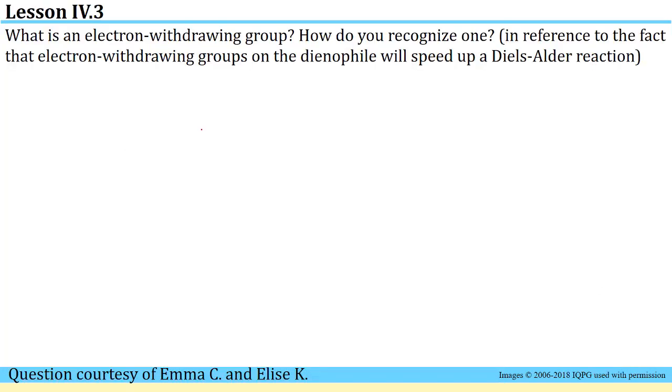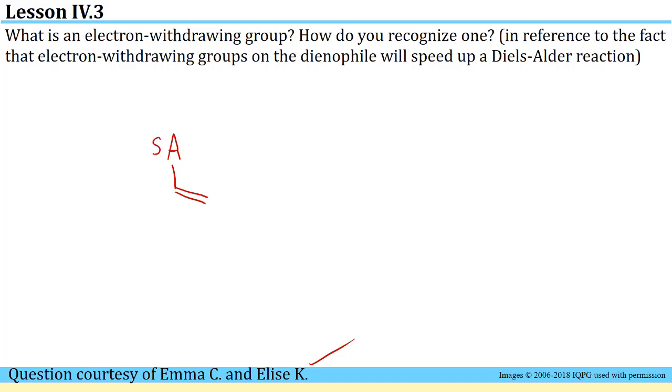The next question comes from lesson 4.3. A couple people asked this question, and it's asking, well, what is an electron withdrawing group? How do you recognize one? And this is in reference to the fact that electron withdrawing groups on a dienophile will speed up a Diels-Alder reaction. So of course it's going to be important to recognize what is an electron withdrawing group in order to figure out whether a Diels-Alder reaction could be sped up by it. And we're going to learn a lot more about how to identify electron donating or electron withdrawing groups in future lessons, but for now, electron withdrawing really just refers to some group that pulls electrons towards it.